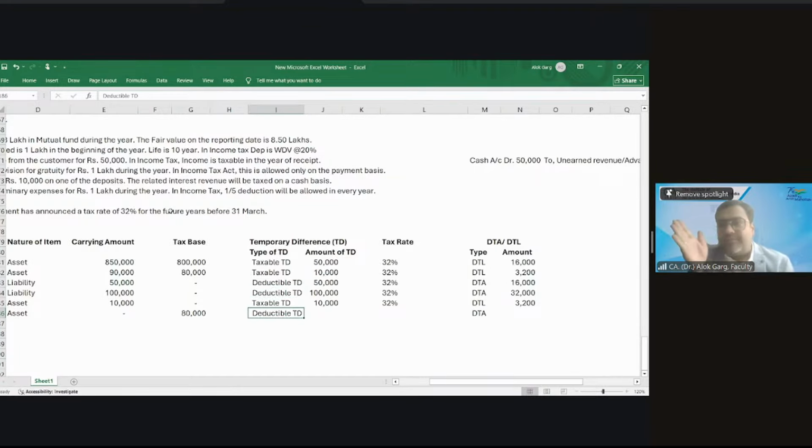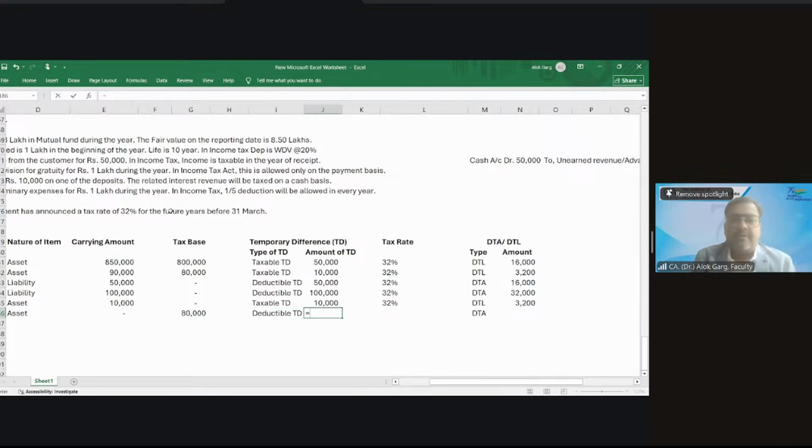In the next 5 years, you will get an allowance of 20,000 rupees every year. Deductible temporary difference. In the first year, you paid 1 lakh, but you got a deduction of 20,000 only. Means 80,000 has been disallowed. Means in the first year, you have paid more tax on 80,000. Now you will get a deduction of 20,000 in the next 4 years.